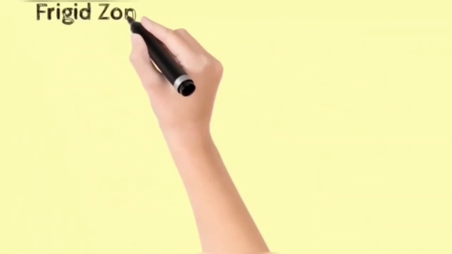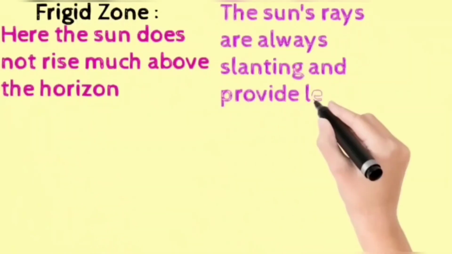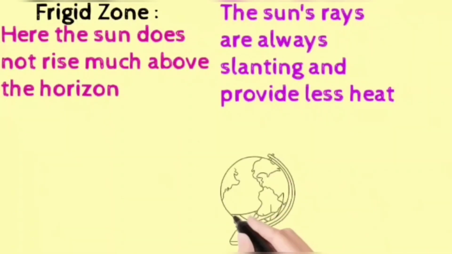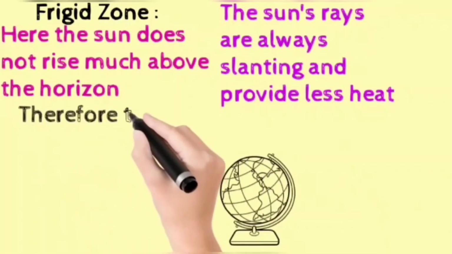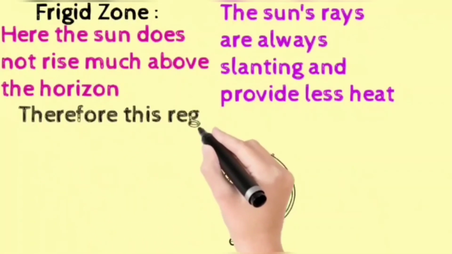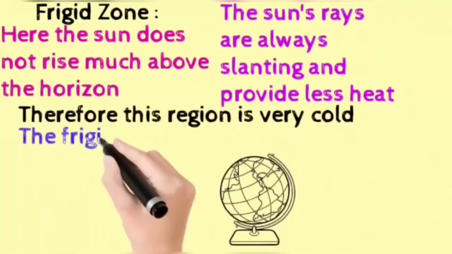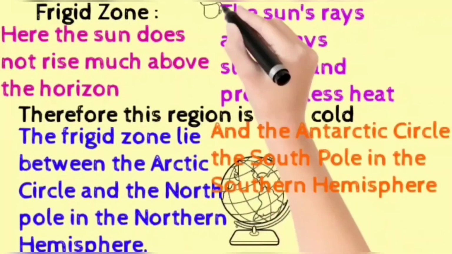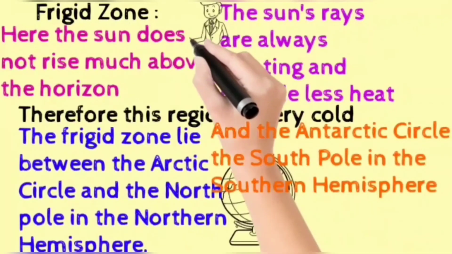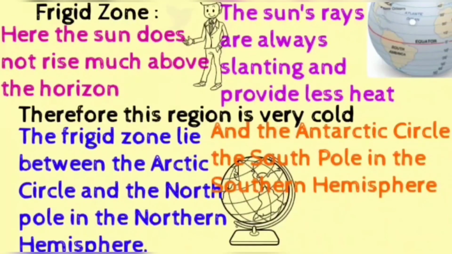Third is Frigid Zone. Here, the sun does not rise much above the horizon. The sun's rays are always slanting and provide less heat. Therefore, this region is very cold. The frigid zone lies between the Arctic Circle and the North Pole in the northern hemisphere, and the Antarctic Circle and the South Pole in the southern hemisphere.